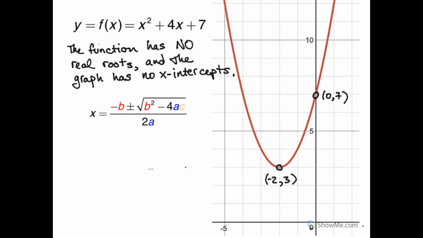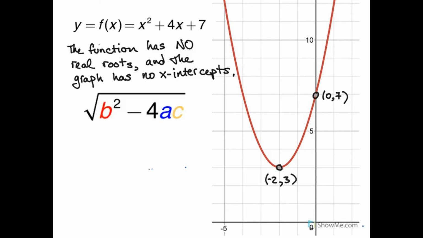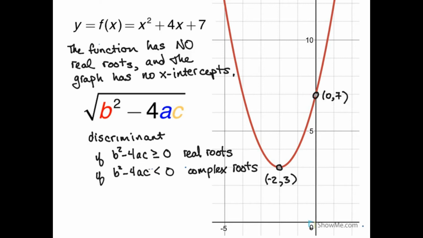If I look at the quadratic formula, the part inside the square root, b squared minus 4ac, is called the discriminant. It's called that because it discriminates between real and complex solutions. If it's greater than 0, there are real roots and x-intercepts for the graph. If b squared minus 4ac is less than 0, the roots are complex and the graph has no x-intercepts.